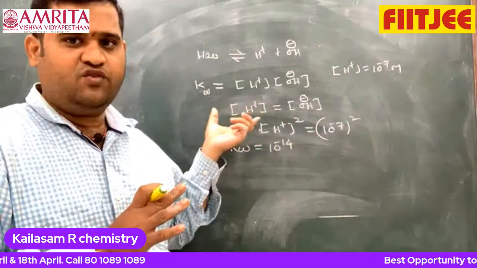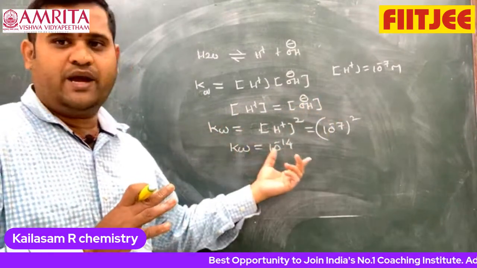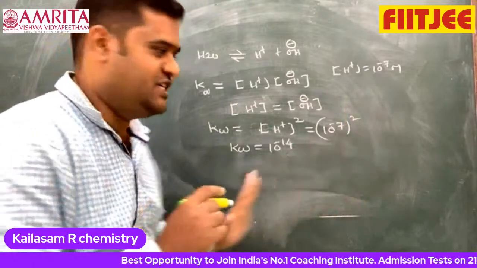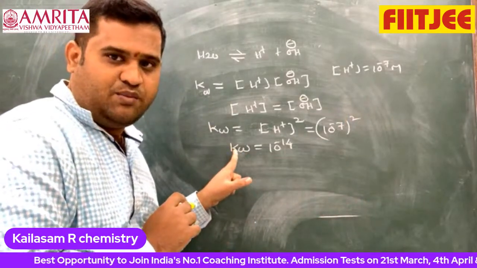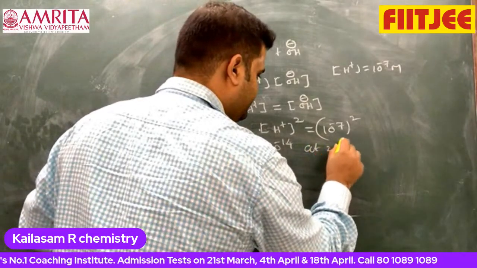Therefore this is water. Therefore the concentration of H plus is equal to the concentration of OH minus ion. Therefore Kw is equal to 10 power minus 14 at 25 degrees Celsius, because it's an equilibrium constant. So the equilibrium constant depends on temperature. I can say at 25 degrees Celsius.